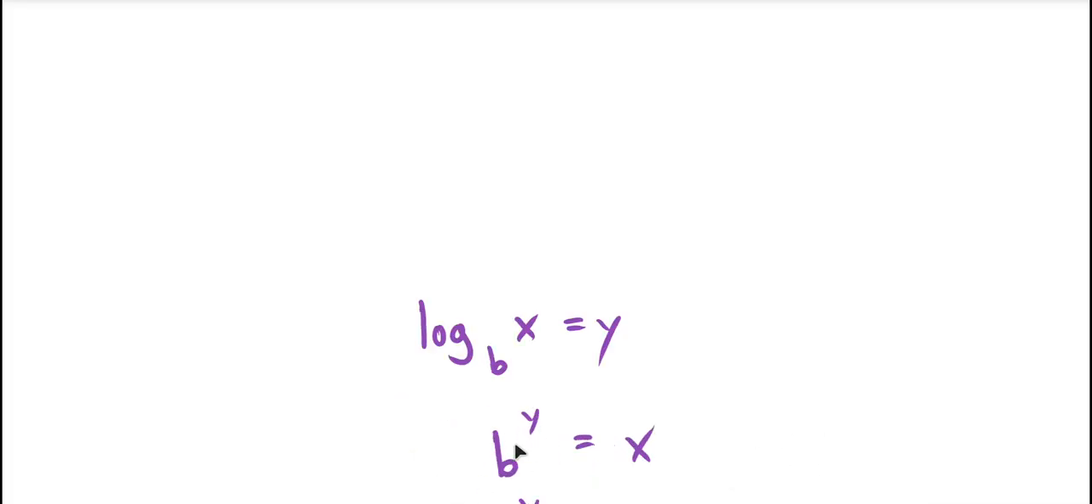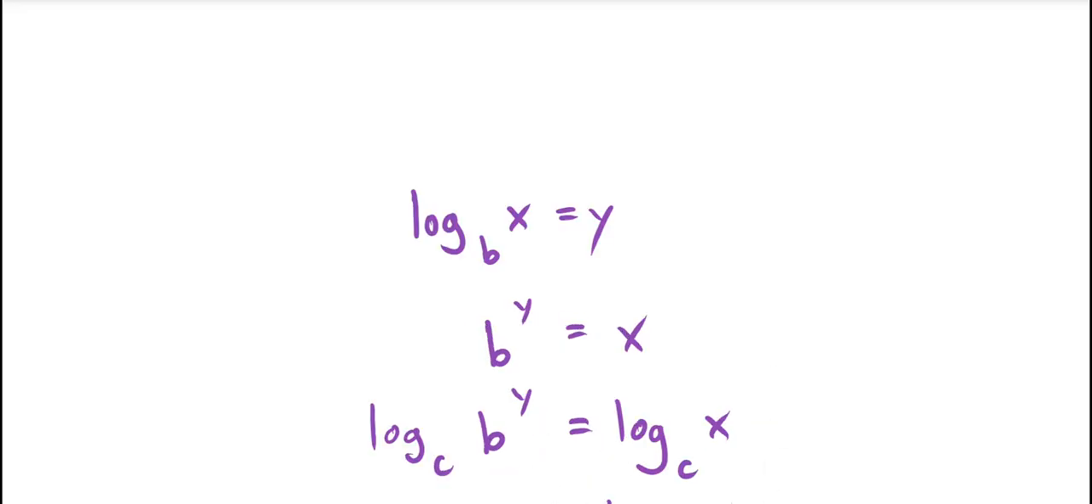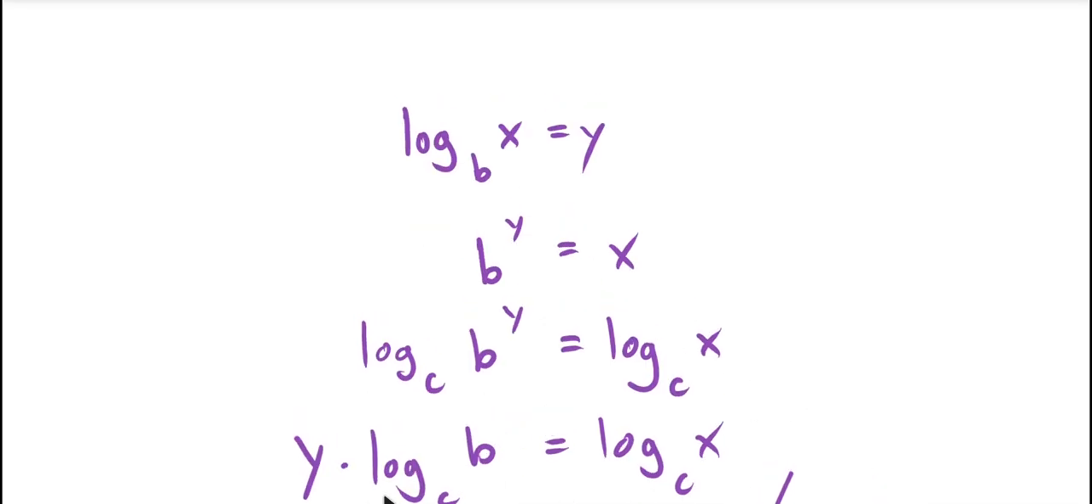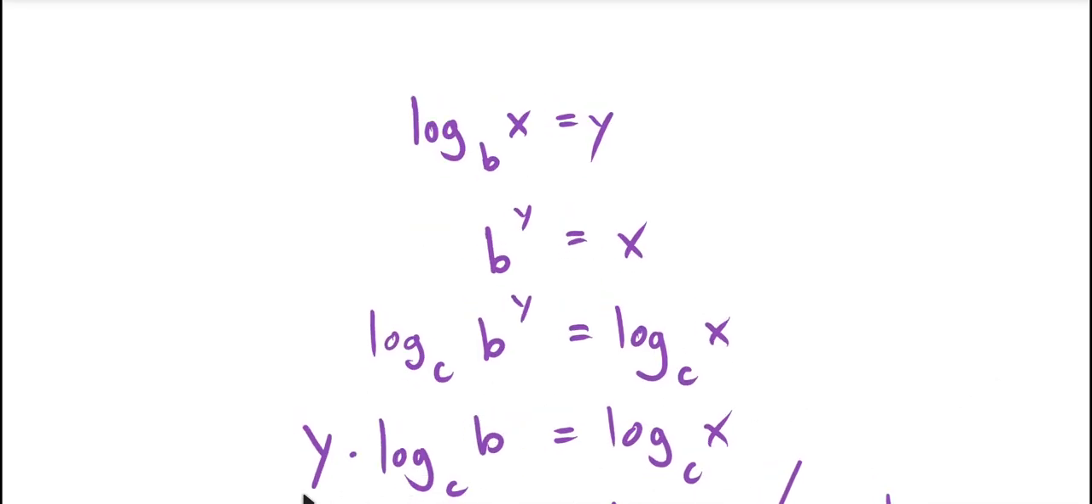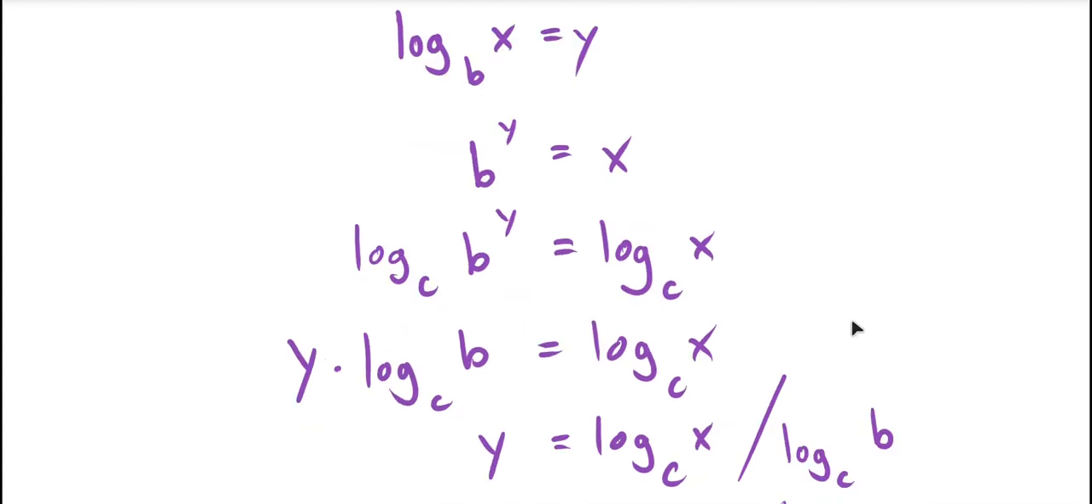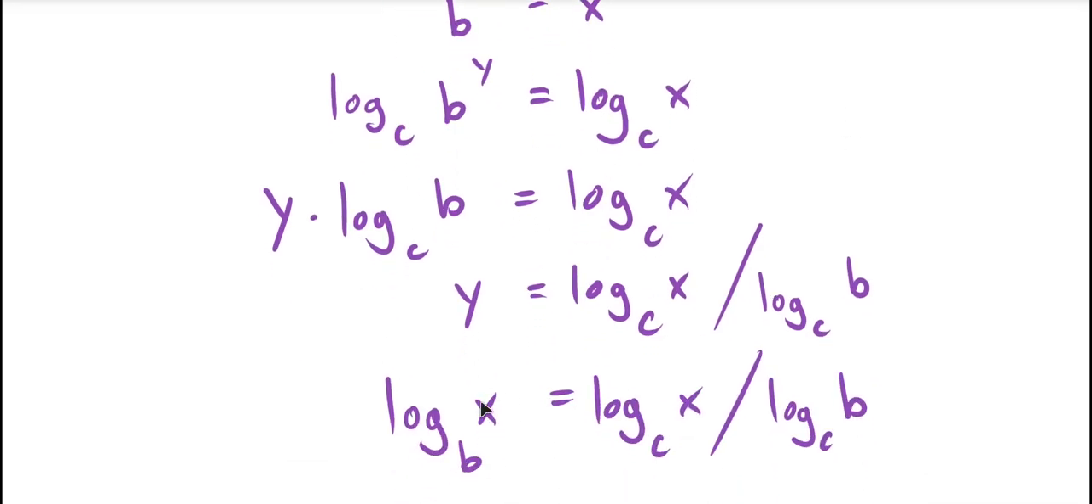If you start with log base b of x, let's call that equal to some quantity y. Rewriting this in exponential form, we have b to the y is equal to x. Now, if I take the log base c of both sides, what I get is the following. And using our power property of logs, we can pull that y out front. Now we just divide log base c of b over to the other side, and look what we have. The original y, which was log base b of x, is now equal to log base c of x over log base c of b.